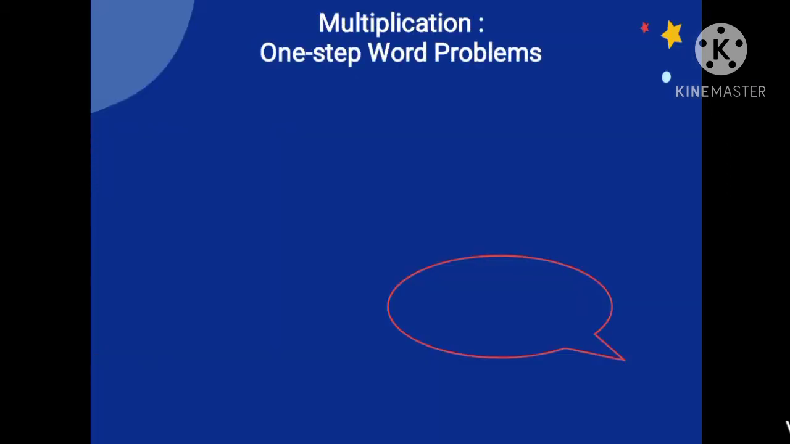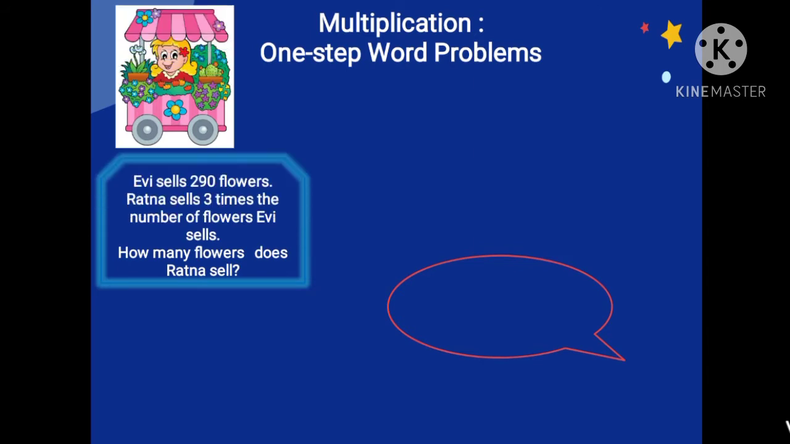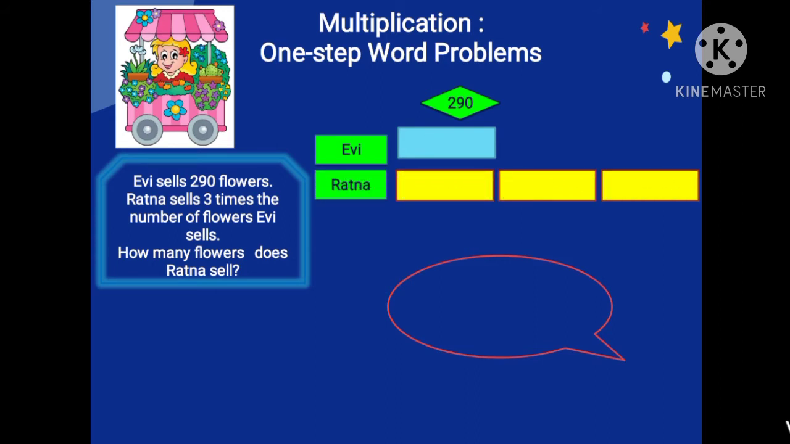Next, still about multiplication. One step word problem. Look at this. Effie sells 290 flowers and Ratna sells 3 times the number that Effie sells. The question is, how many flowers does Ratna sell? Let's digest it. How many flowers does Effie have? Yes, 290. What about Ratna? Yes, Ratna has 3 times Effie. It means 3 times 290.